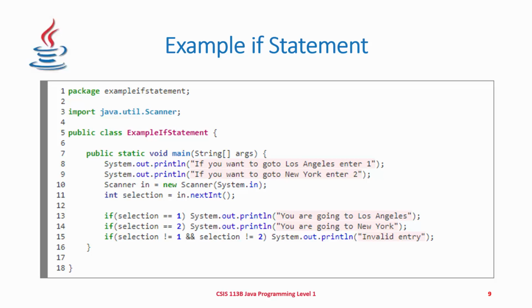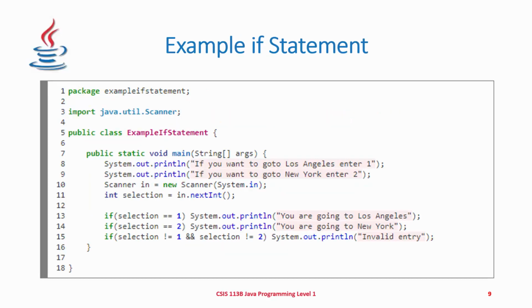Then we output, you're going to Los Angeles. If the user entered 2, then the second if condition would be met. Selection would compare to the value of 2, and so we would output to the screen, you're going to New York. And the third selection, as I said, is just checking to see that we put in a valid entry or not. So if it's not a 1 or it's not a 2, it's an invalid entry, so that's what we output to the screen.